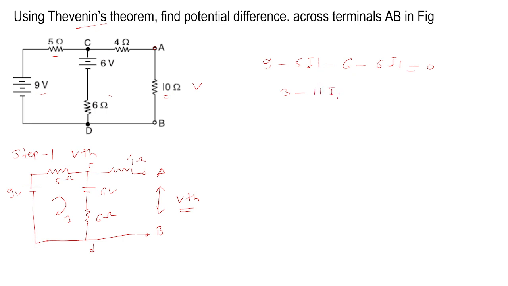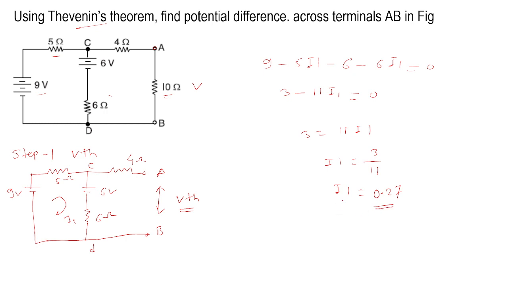I have considered this current as I1, don't get confused. So it will be 0, so 3 is equal to 11I1. So I1 is equal to how much? 3 divided by 11. Calculate and mention your answers in the chat box. That is nothing but 0.27.